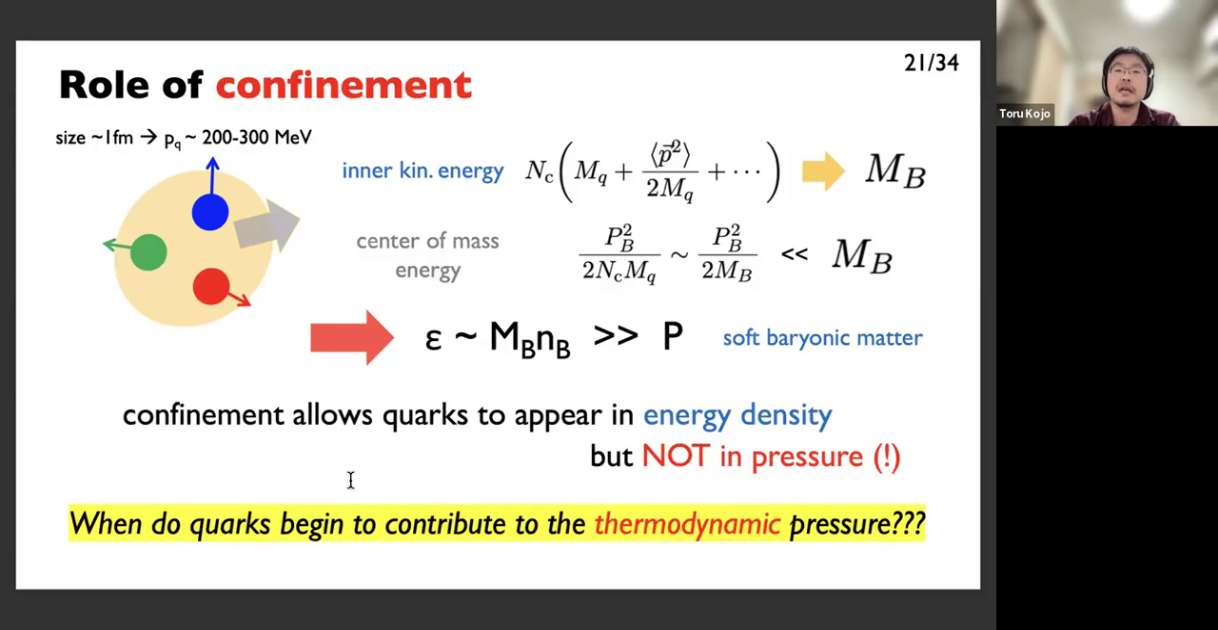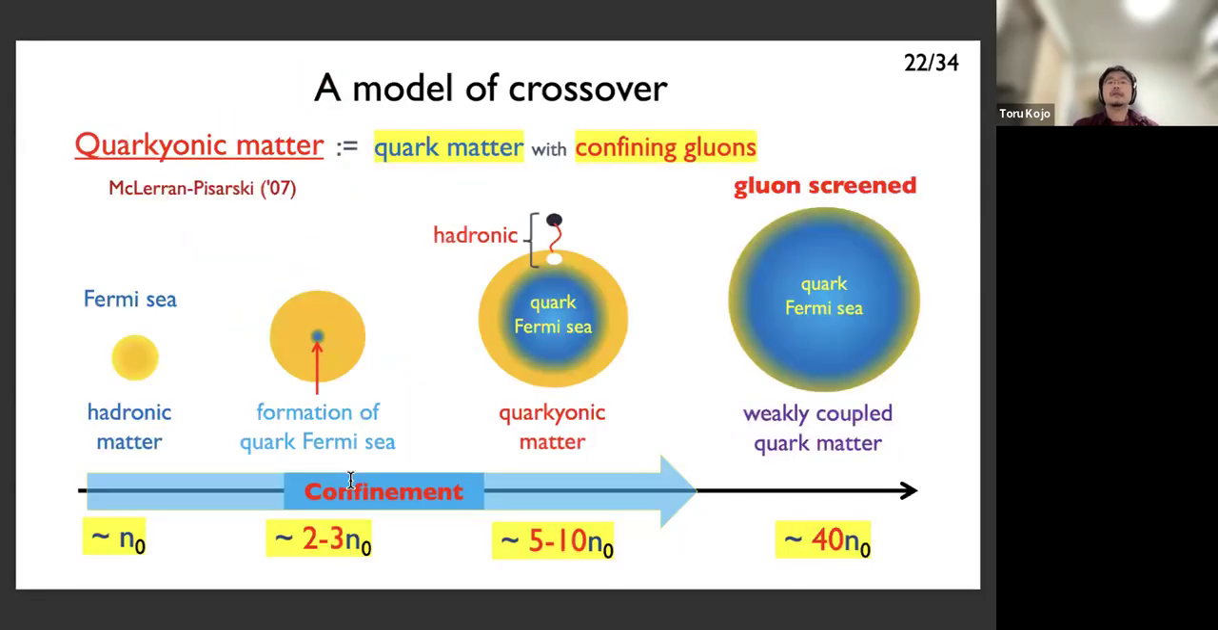So that is a central question I would like to address. Because, as I emphasize, we are looking at some domain between nuclear matter and quark matter, and there are issues about confinement. So we would like to discuss some concrete model of crossover based on confinement, which maintains the confinement property. And one of the descriptions for the crossover region is so-called quarkyonic matter, for which different people make different definitions. But my definition is very simple. So quarkyonic matter is basically quark matter, but it still has a confining gluon that traps quarks into baryons.